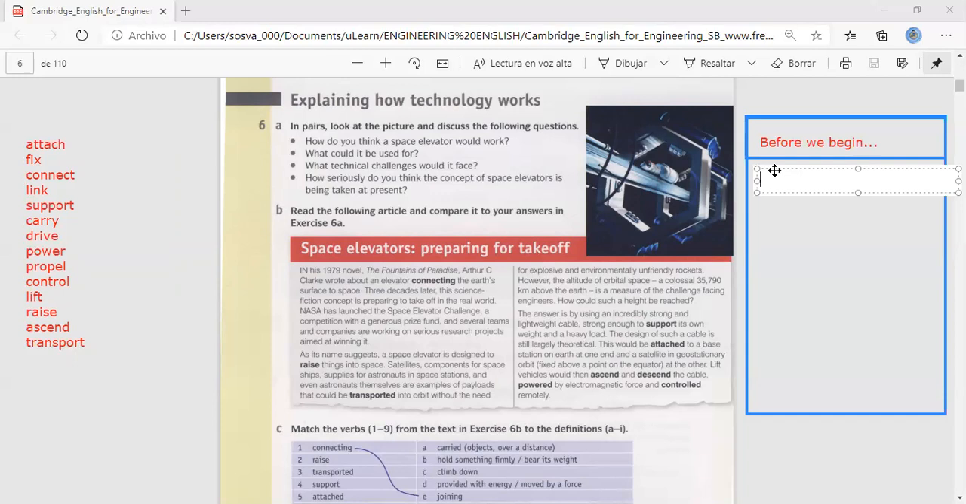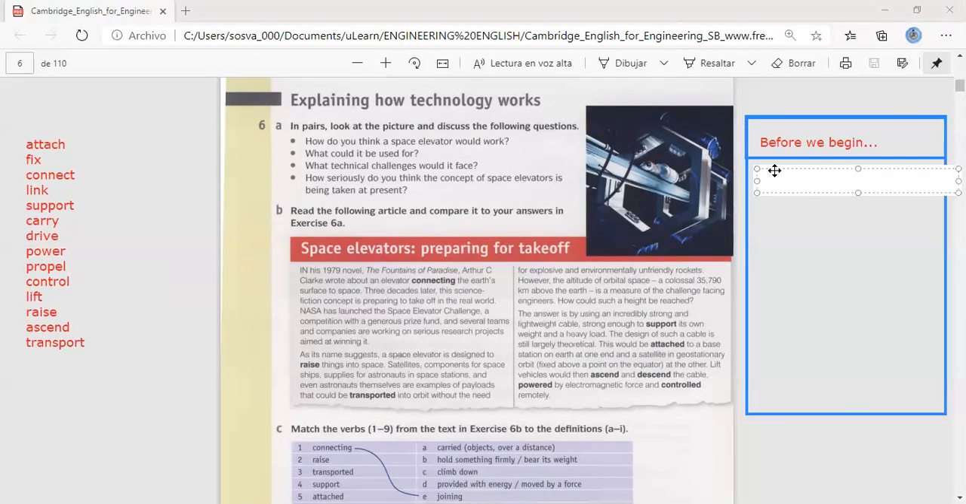It's similar. Lift is when you do it, and raise is when it does it by itself. That's like the difference. It's the same movement, but with different force. And even ascend, it's the same, similar to lift. And transport, we can transport anything.